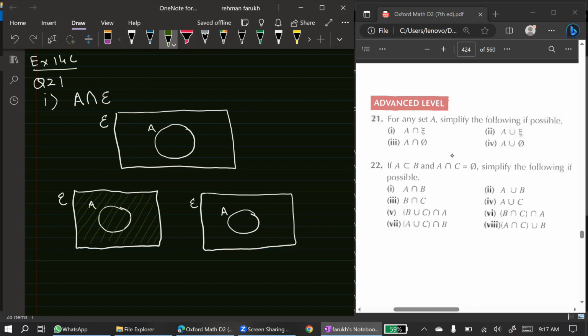Beta ji, we have shaded the universal set. In the other diagram we will shade the set A. Which portion is commonly shaded in both the diagrams? Set A.